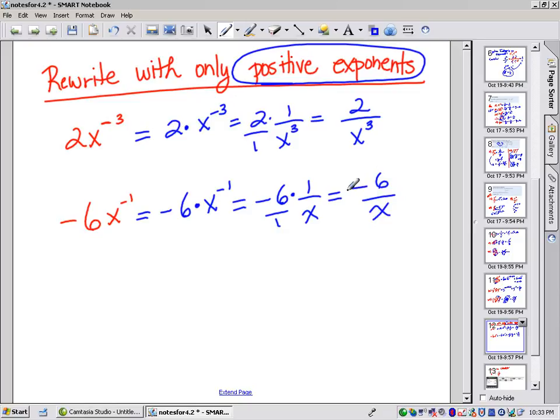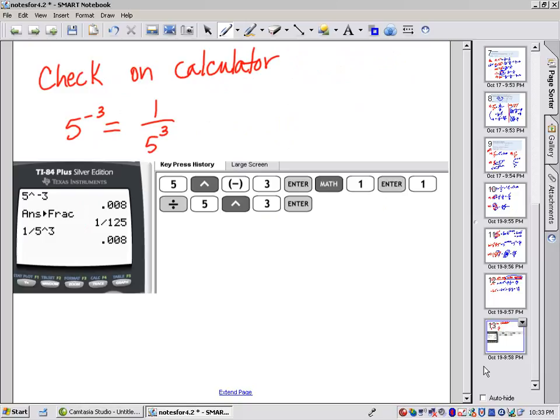The last thing I wanted to leave with you is how to use a calculator to check these negative exponents. Obviously this only works with numerical expressions, but if I wanted to check that 5 to the negative 3 was really 1 over 5 cubed, on the calculator you can enter 5 raised to the negative 3. Be sure that you use the negative sign from the bottom row of the calculator if you have a TI-83 or 84. In other words, don't use the subtraction sign for the negative. So if I do 5 raised to the negative 3 and enter, I'm going to get this decimal 0.008.